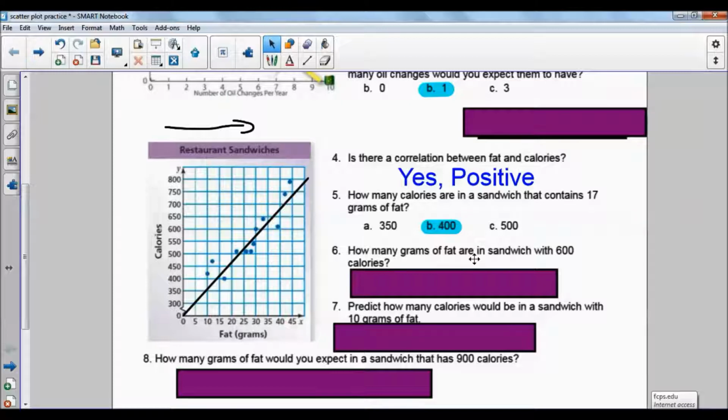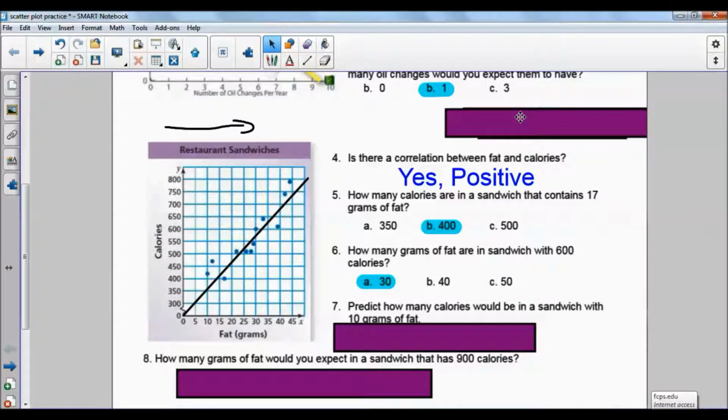How many grams of fat are in our sandwich with 600 calories? Again, it's not asking us to predict or what we'd expect, so we're going to use the actual data points on our scatter plot. We have to find the sandwich that has 600 calories. So now we're going to look at our y-axis. There's 600 calories. We're going to go across. Here's our data point right here, and if we scroll down, it's at 30 grams of fat.